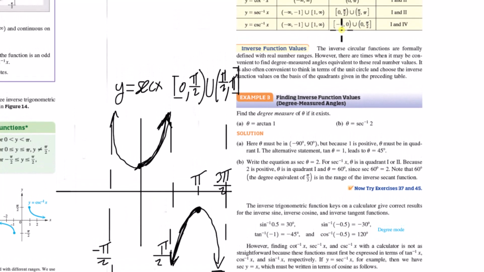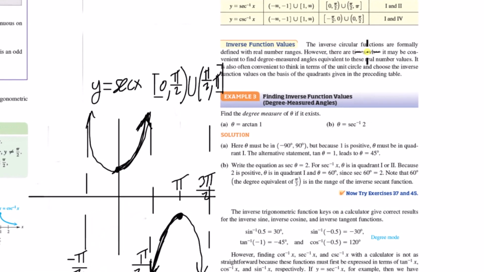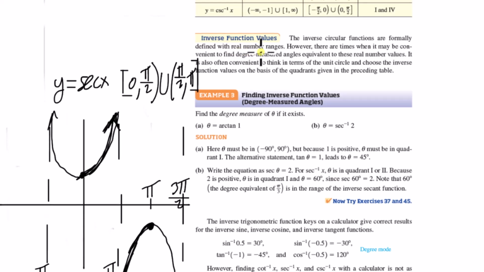And you're not including they have this union here because it doesn't include the vertical asymptote. Okay. The inverse circular functions are formally defined with real number ranges. However, there are times when it may be convenient to find degree measured angles equivalent to these real number values. It is also often convenient to think in terms of the unit circle and choose the inverse function values on the basis of the quadrants given in the preceding table.